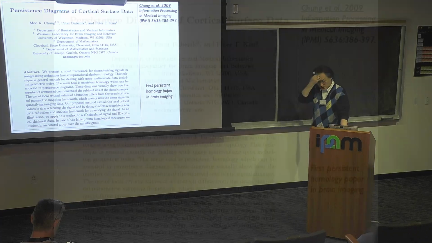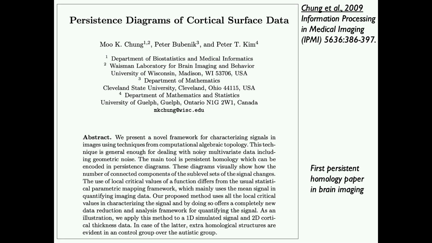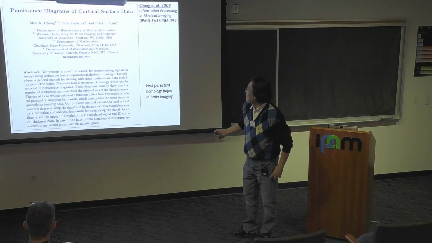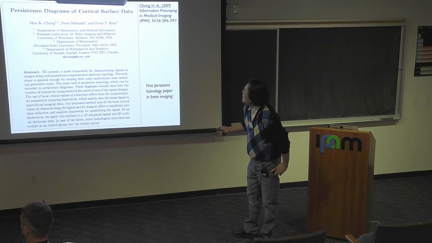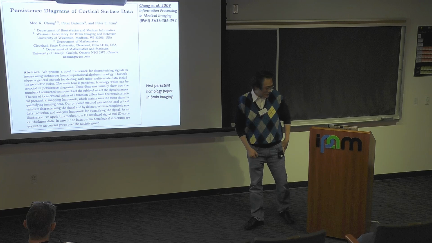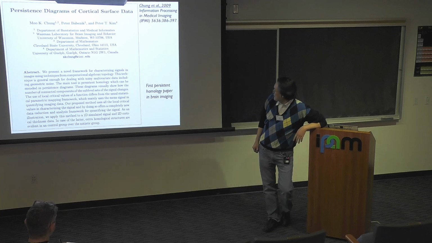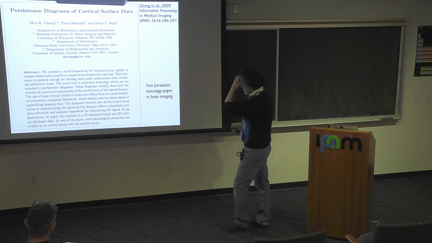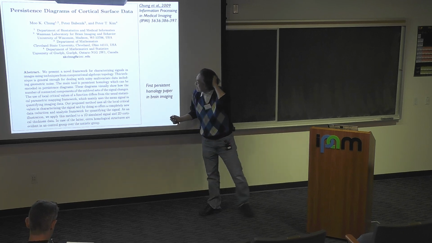So it's much easier. I got into this area, topological data analysis, in 2009. It's a paper with Moo Chung, Peter Bubenik and Peter Kim. I learned topology from Peter Kim. He was a statistics professor who has an understanding of algebraic topology. And we wrote a paper before Peter Bubenik was famous, though he's very famous now. This is actually the first TDA paper in brain imaging.